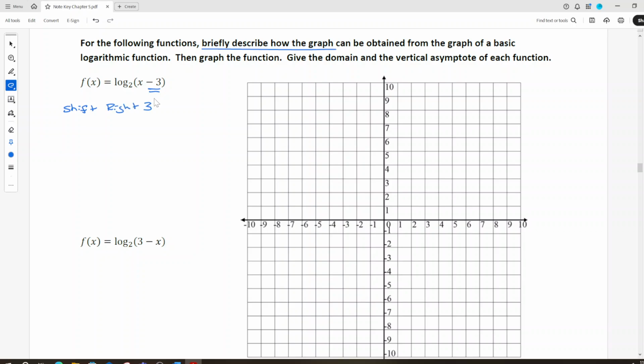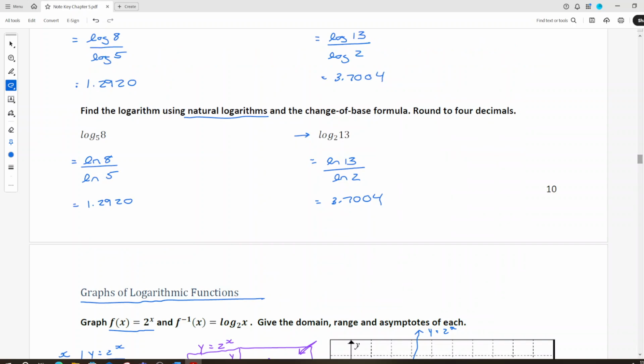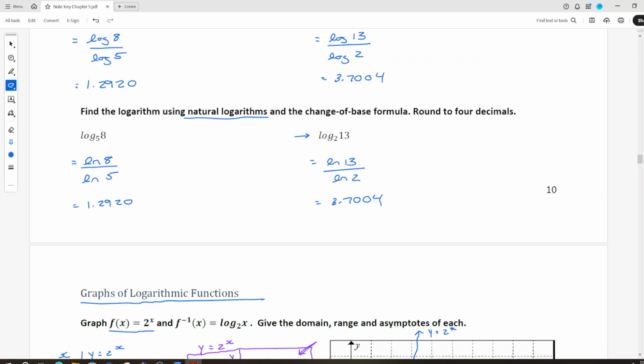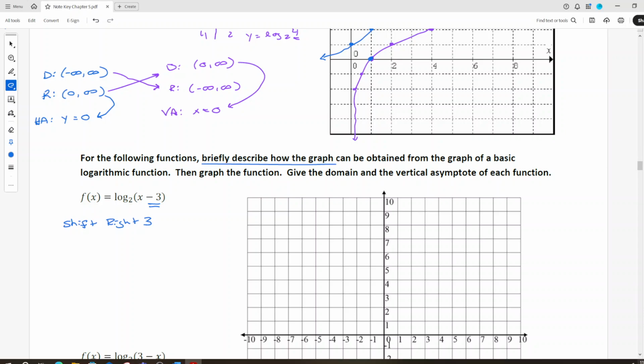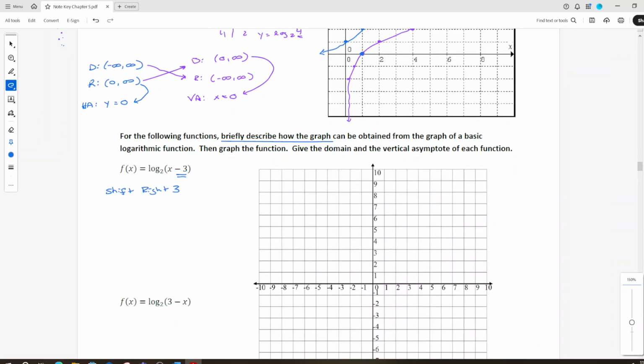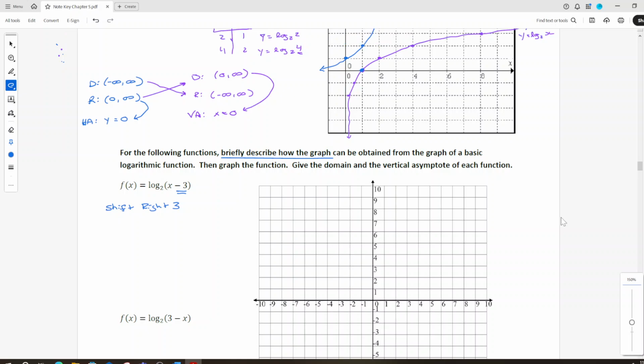3. So if you want to take these points here in this table of values and just shift them right 3, you don't have to do a table of values. So let's just shrink this down a little bit, right? I could take this point here at (1, 0), and I could put it at 4, 0. This point here at (2, 1), I could put it at (5, 1). This point here at (4, 2), I could put it at (7, 2).